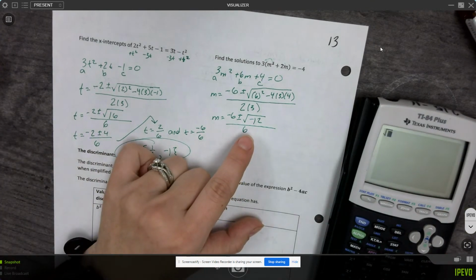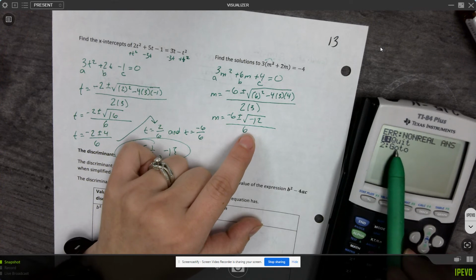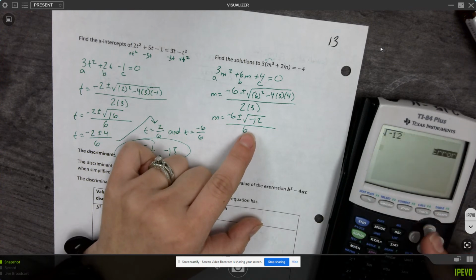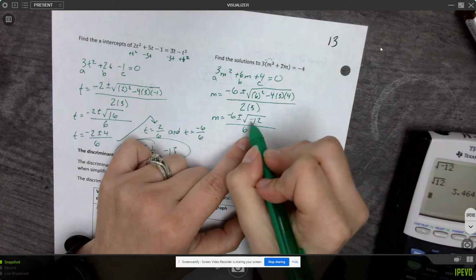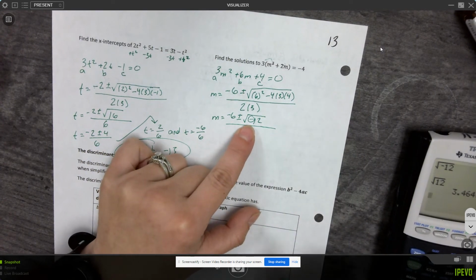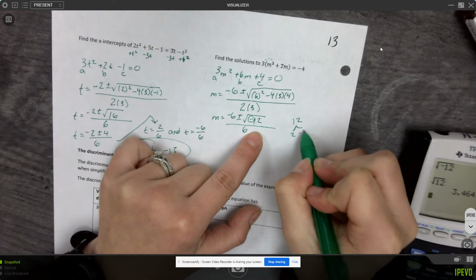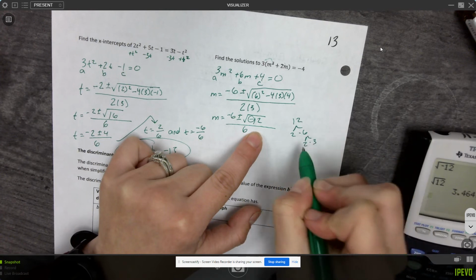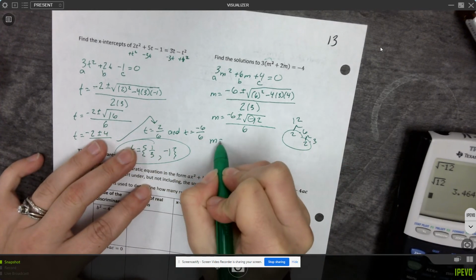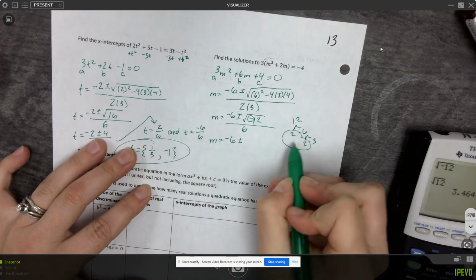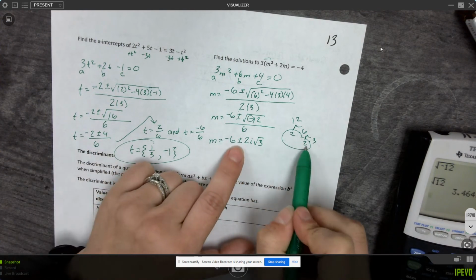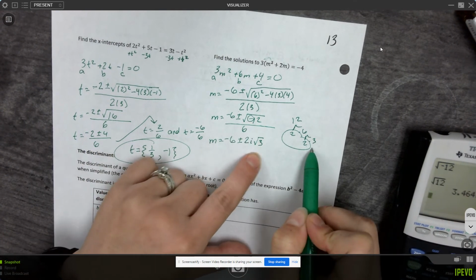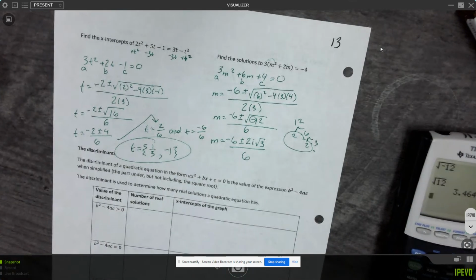The square root of, well, first of all, remember, the square root of negative 12 is an error because it's not real, right? But the square root of 12 also is not square rootable. So my 12 I can break down to 2 times 6, 2 times 3. So this becomes m equals negative 6 plus or minus 2i square root of 3, all divided by 6.